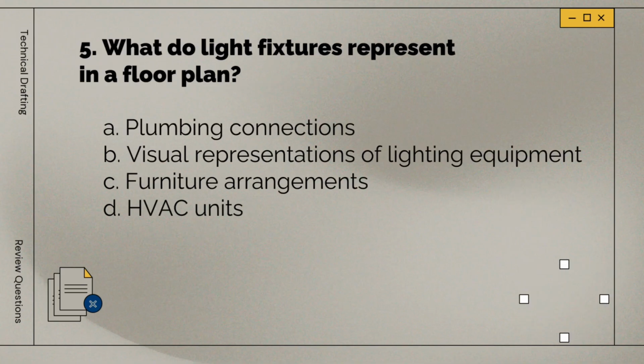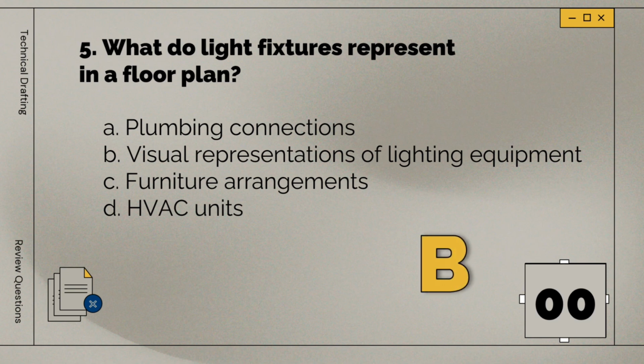Number 5. What do light fixtures represent in a floor plan? The correct answer is letter B. It is the visual representations of lighting equipment.